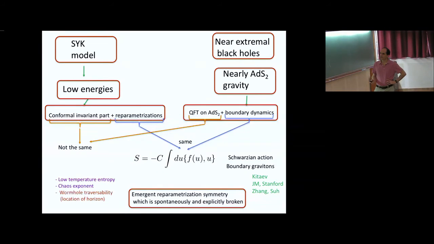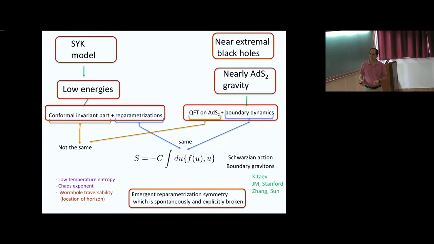Now, this part that is the same determines lots of the physics of this model. So it determines many aspects. In particular, the simplest one is it determines the low temperature, near extremal entropy, that it should be linear in the temperature. And that's a feature of all near extremal black holes. The Kerr black hole, all black holes have this feature. And also it determines the chaos exponent.